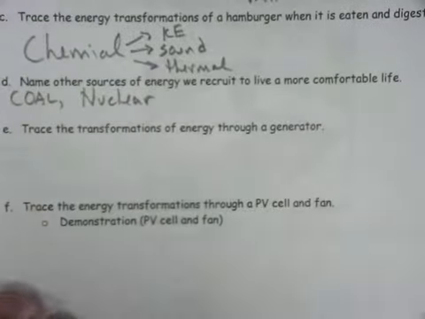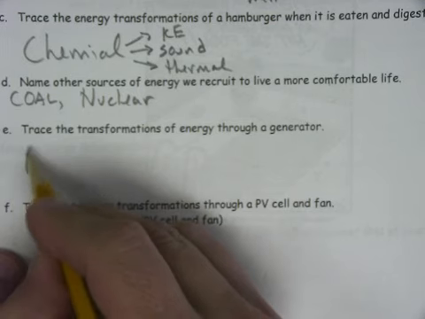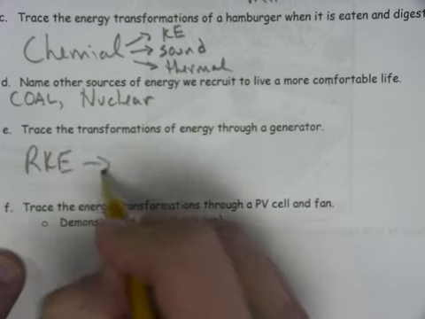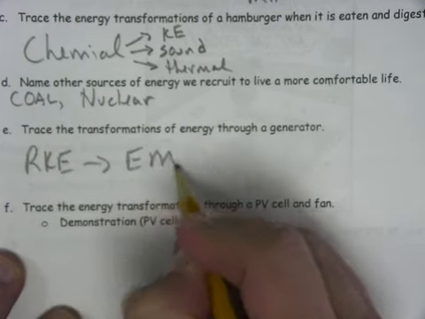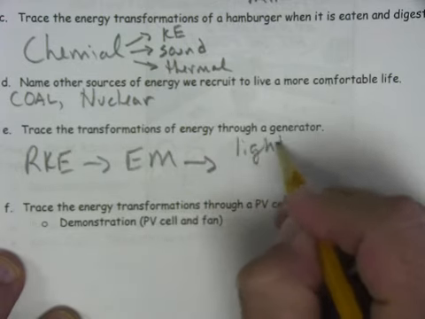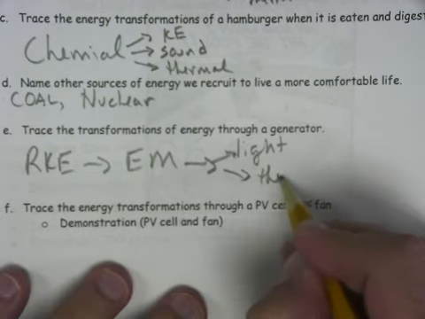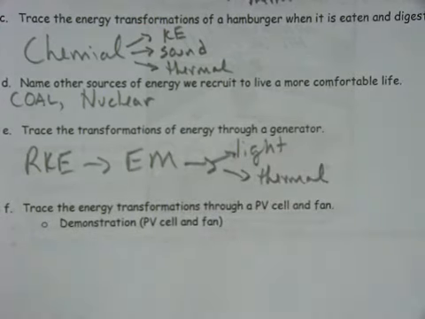So let's go ahead and write that down. Trace the transformations of energy. We're going to start with rotational kinetic energy, and go into electromagnetic energy, and then into light, and you know that light produces a little bit of thermal as well.